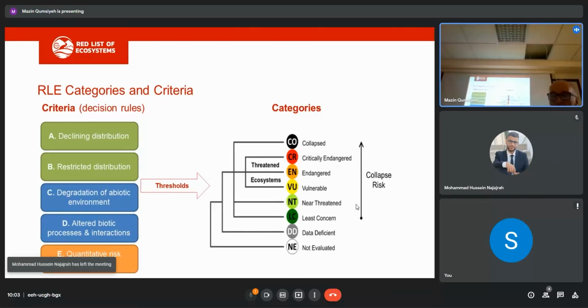So from the bottom to the top: not evaluated, data deficient, least concern, near threatened, vulnerable, endangered, critically endangered, and after that collapsed. For species it was extinct, and now it's collapsed. But the other terms were exactly the same.